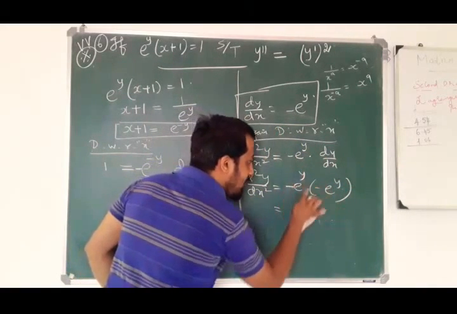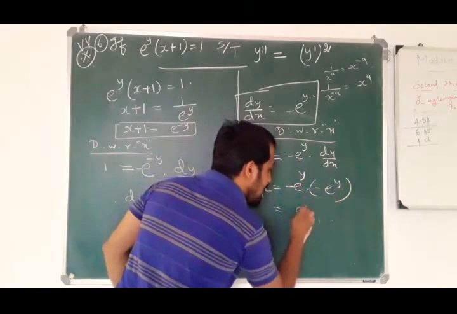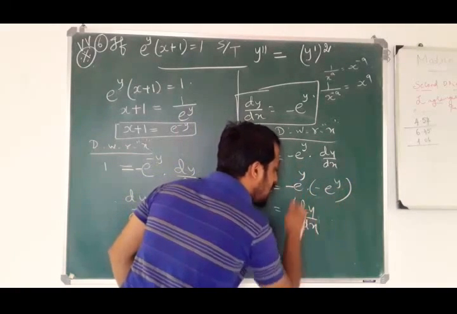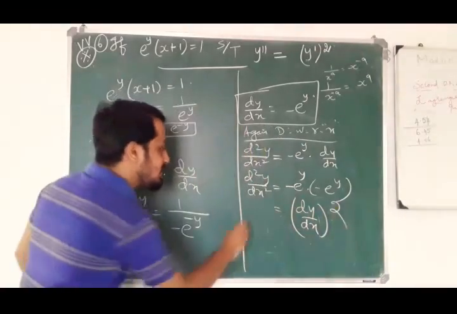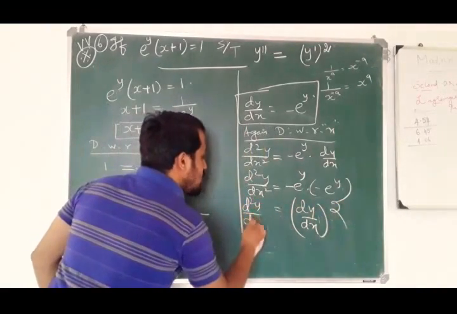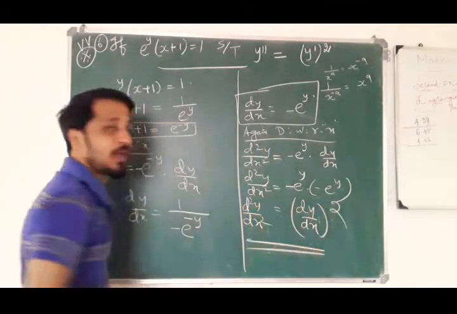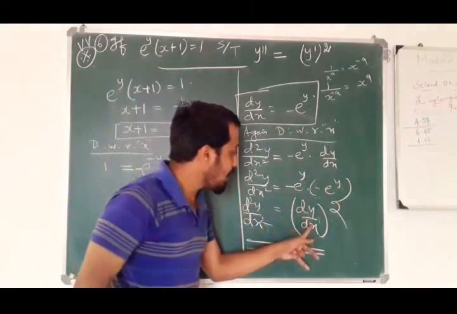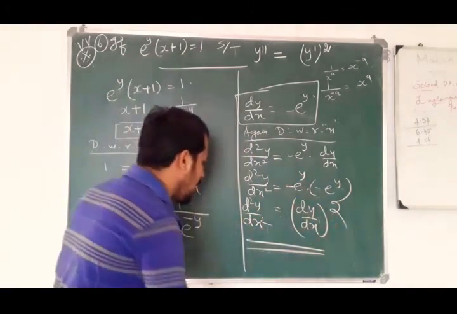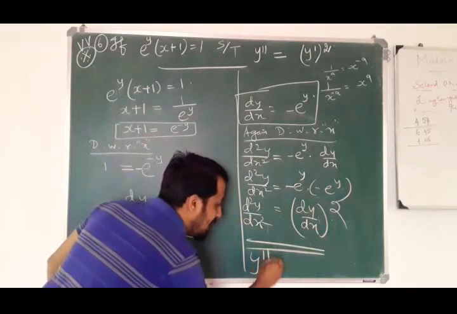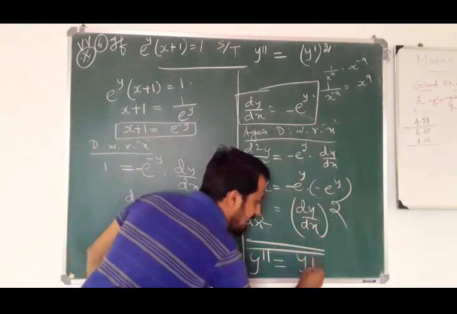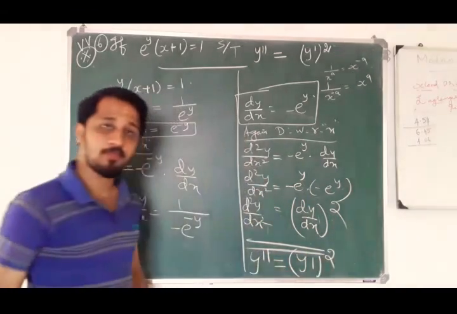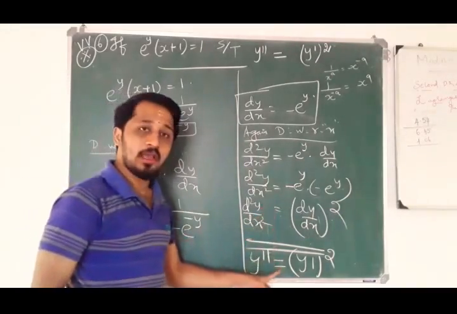This is nothing but dy/dx, and this is also nothing but dy/dx. That is (dy/dx)², or not? That is nothing but d²y/dx². So d²y/dx² = (dy/dx)², or you can write y'' = (y')². Same form. Is it clear? Hence proved.